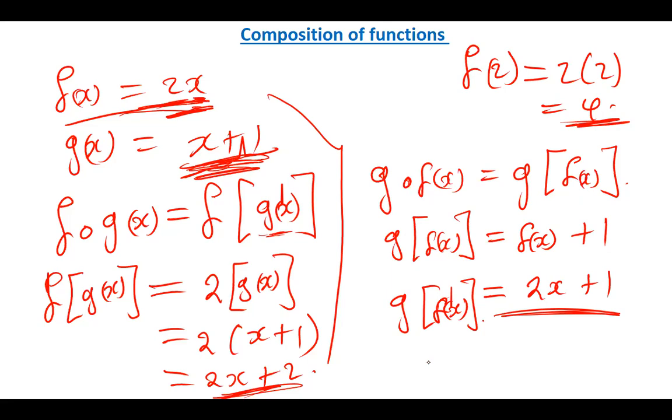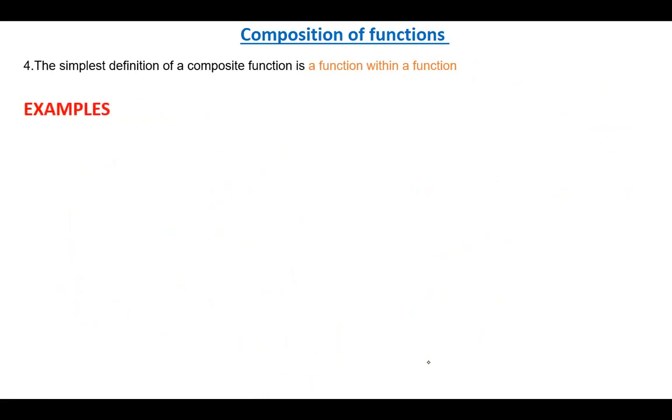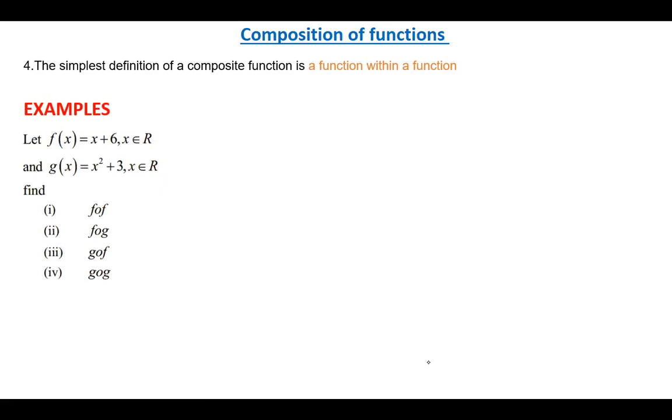So these are what we call composite functions. The simplest definition of a composite function is simply a function within a function. Examples of these functions are these. It can be given like what I was just illustrating. You can be given this expression. Say you have f of x as this one, then you have g of x as that one.